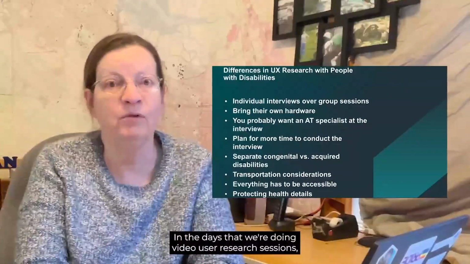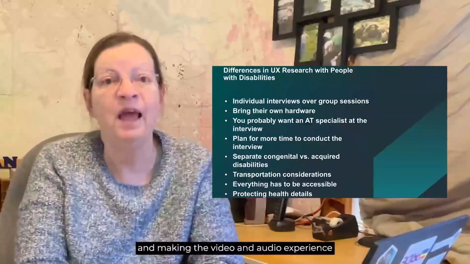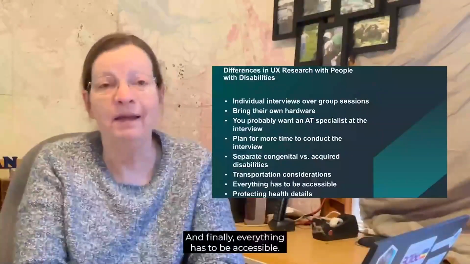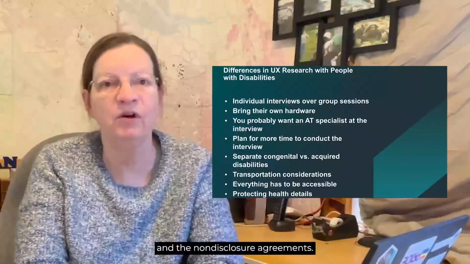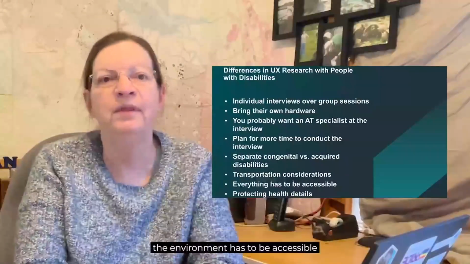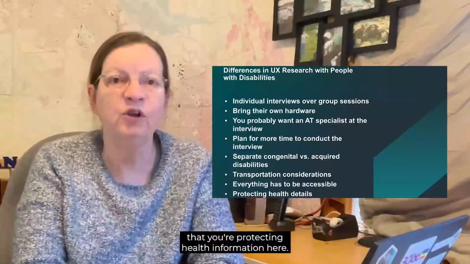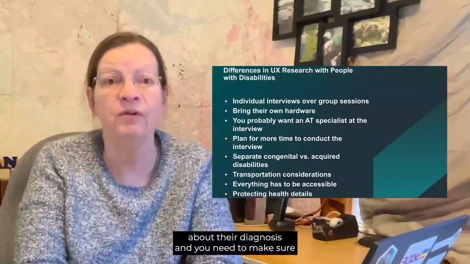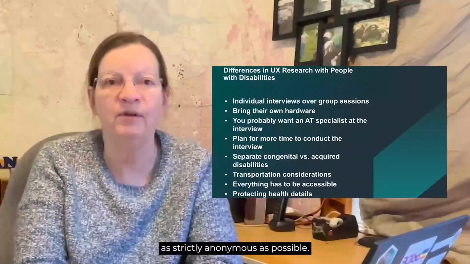In the days that we're doing video user research sessions, you need to think about things like Zoom accessibility and making the video and audio experience as equal as possible. And finally, everything has to be accessible. That includes things like the consent forms and the non-disclosure agreements. So it's not just what you're testing has to be accessible, the environment has to be accessible, and the paperwork has to be accessible. You have to think about the fact that you're protecting health information here. People are disclosing very sensitive details about their diagnosis, and you need to make sure that you're planning to keep that data as strictly anonymous as possible.